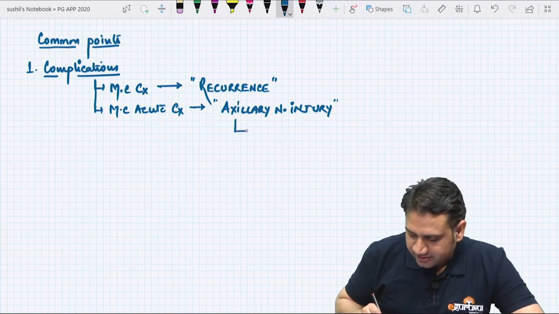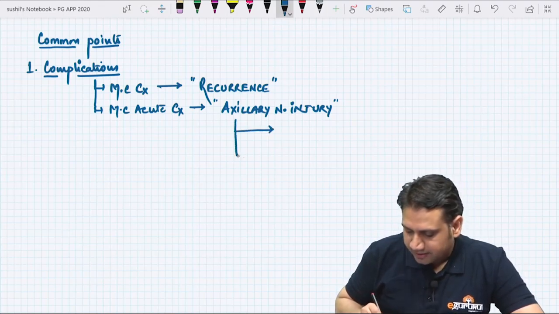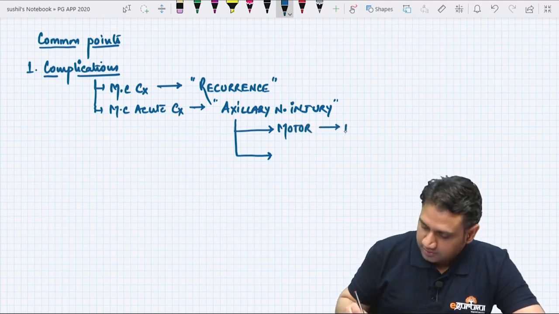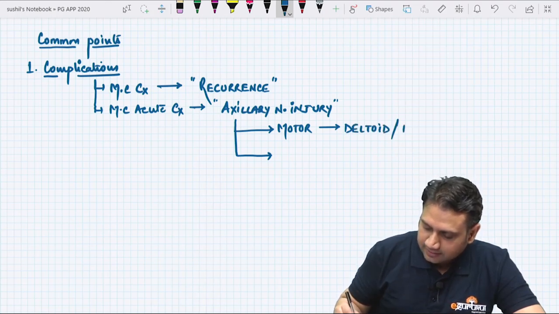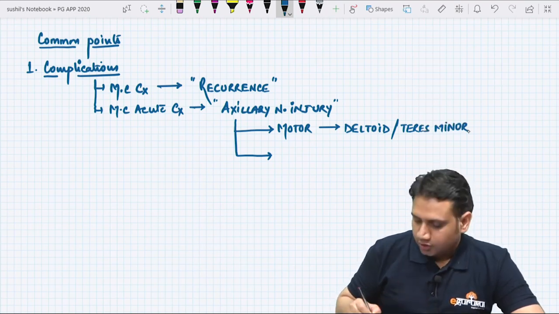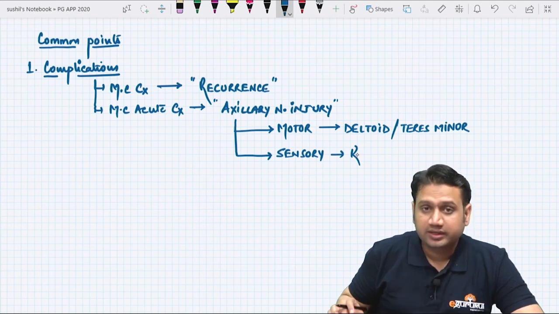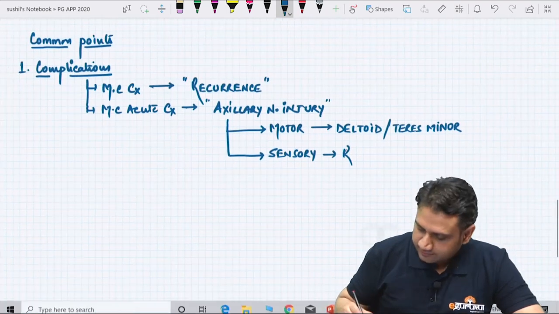So axillary nerve injury, if it has happened, it will lead to two kinds of symptoms. One will be motor involvement, and this involves the deltoid and the teres minor. These two are involved in axillary nerve injury. When we talk of the sensory part, it will lead to something known as regimental badge sign.